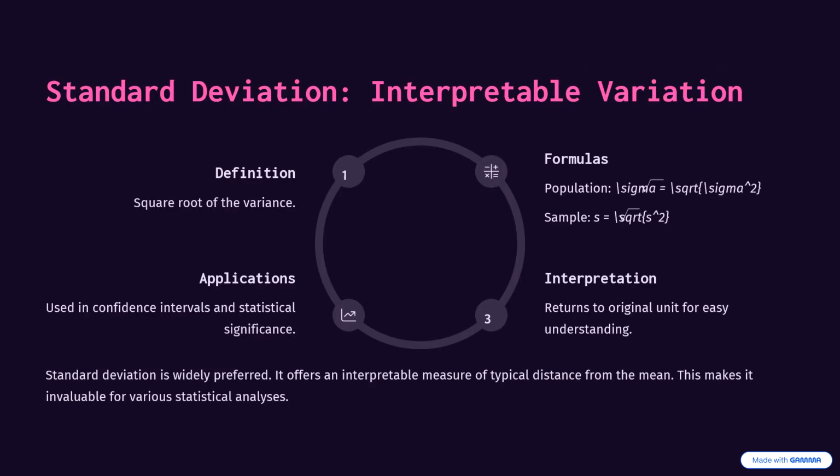The next type of measure of spread is the standard deviation. First of all, the standard deviation definition. The standard deviation is the square root of the variance. The applications of the standard deviation are that it is used in confidence intervals and statistical significance, and its interpretation returns to the original unit for easy understanding.